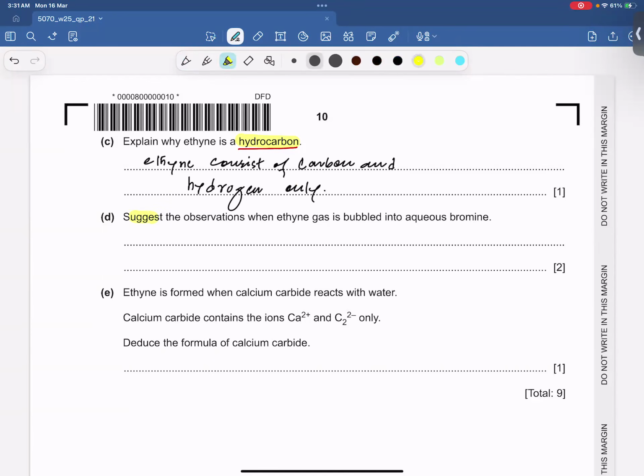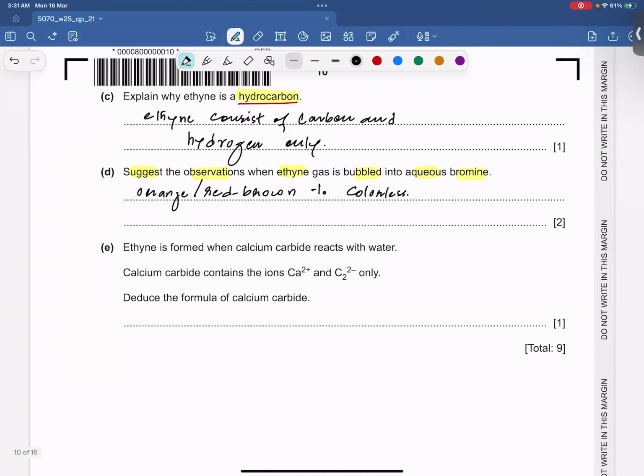Next part, suggest the observation when ethine gas is bubbled into aqueous bromine. Since ethine is unsaturated hydrocarbon, and when we treat it with aqueous bromine, obviously aqueous bromine decolorizes. But instead of writing decolorizes or aqueous bromine decolorizes, I have clearly instructed in the class that you need to write red brown to colorless. Now, aqueous bromine has a red brown color or orange color, and it will turn into colorless. Okay.